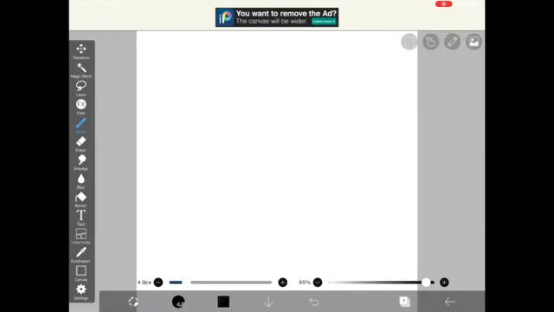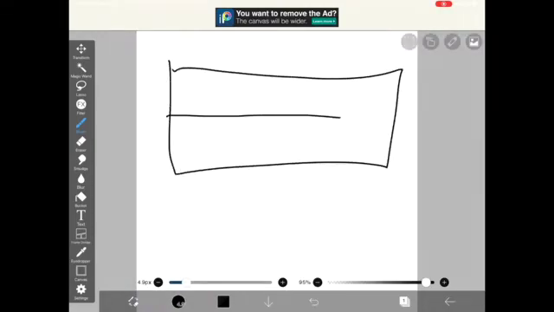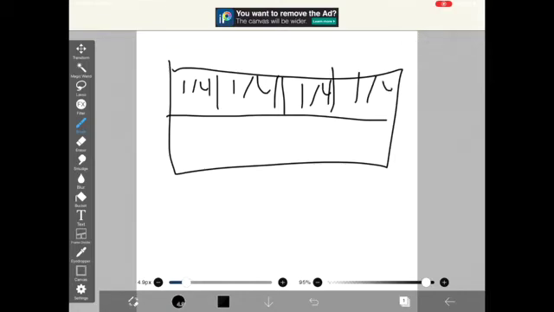Oops. So you take this. Fraction bars. You can use fraction bars to do this. That's an easy way to do it. So this is 1/4. As you can see, not very good at drawing. And then down here, you split that into 4 sections because it was 1/4 or 3/4.